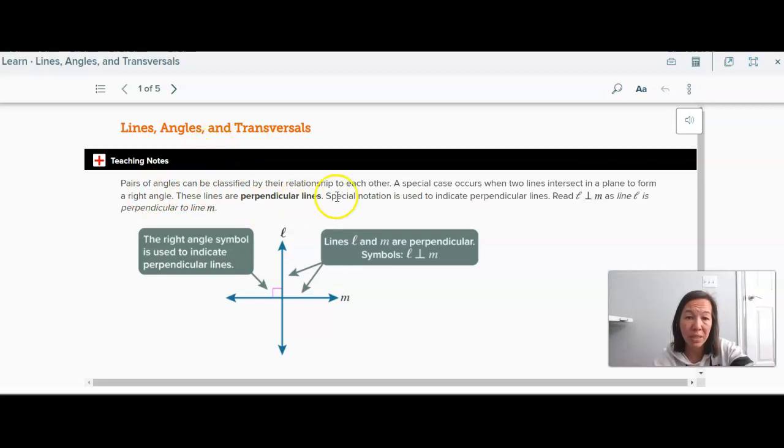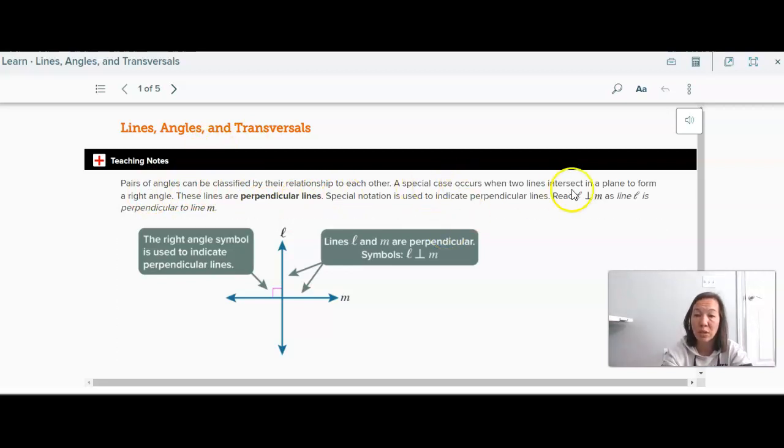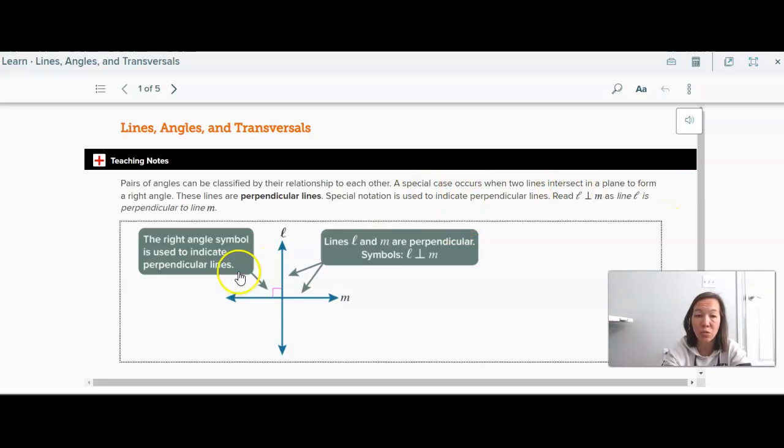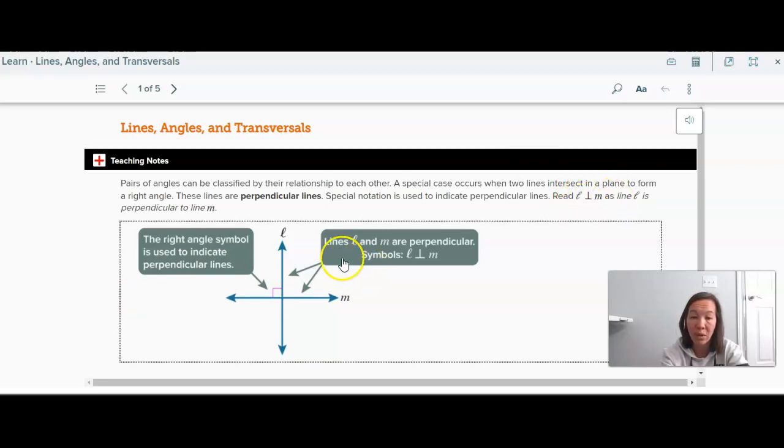First of all, pairs of angles can be classified by the relationship to each other. One special case occurs when 2 lines intersect to form a right angle. If 2 lines intersect and form a right angle, we say that these lines are perpendicular to each other. The symbol we use for perpendicular is basically an upside down T. We would say that line L is perpendicular to line M. So that's how we would read that.